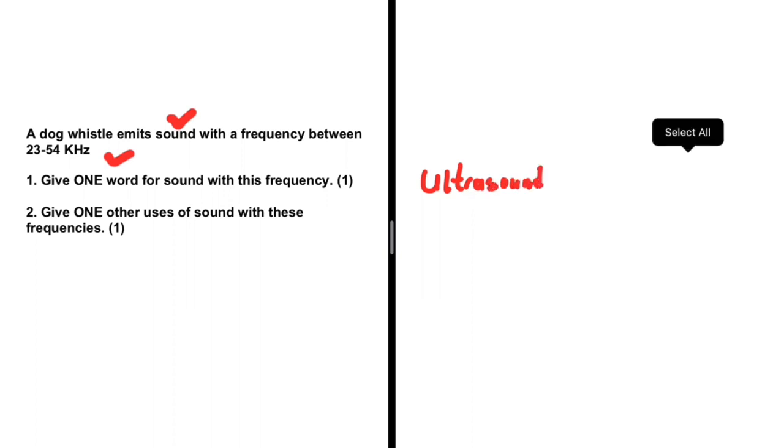And the second question, give one other use of sound with these frequencies. So what are the uses of ultrasound? We talked about that in detail in previous videos. We talked about the use of ultrasound in medicine and the use of ultrasound in the industry. In medicine, it is used to produce a scan during pregnancy, and then in the industry, it is used to clean optical equipment. There we go. Longitudinal waves, past exam questions.